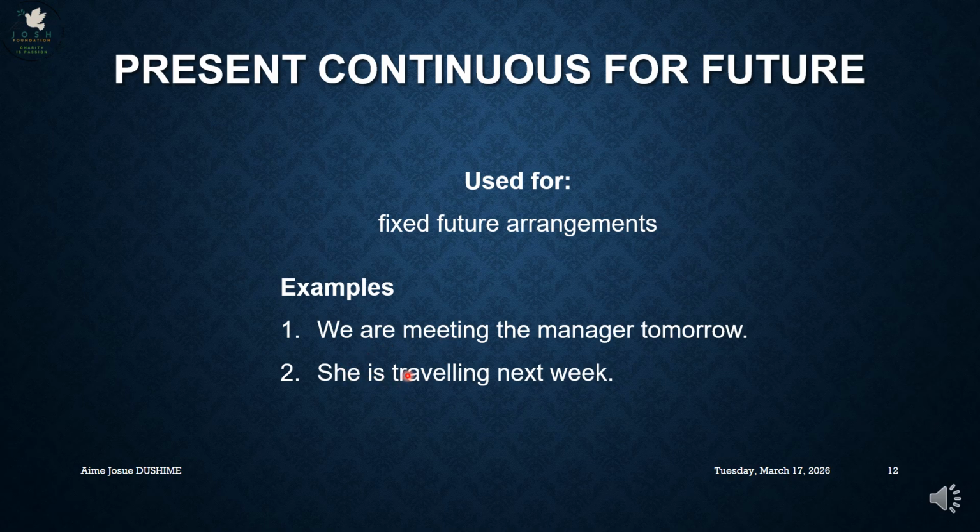She is traveling next week. It is already a fixed future arrangement. In that case, we have the same structure as the present continuous usually, which is subject plus is, are plus verb ing form. You just have to add time and place for the future using present continuous.